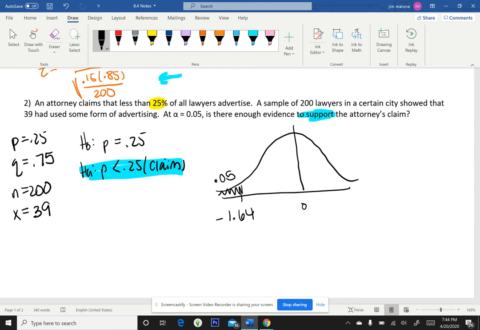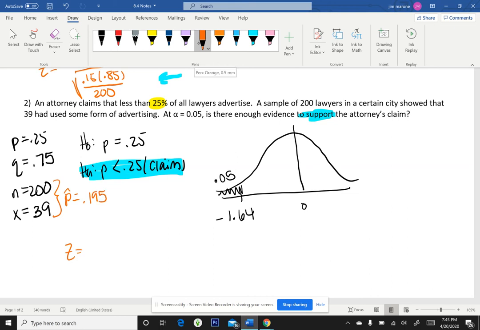Then again, I need to find my Z. So I'm going to use my formula. So Z is equal to P hat, which again, we weren't given. Sometimes we are given it though. It's 0.39. Oops, not 0.39. Sorry, 0.195. So P hat is 0.195.